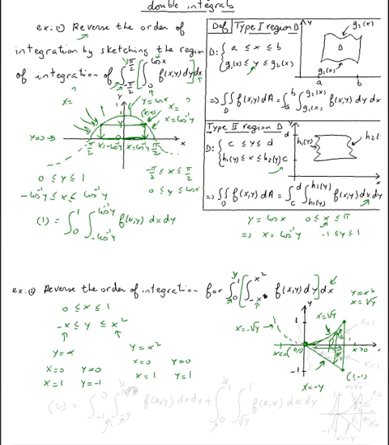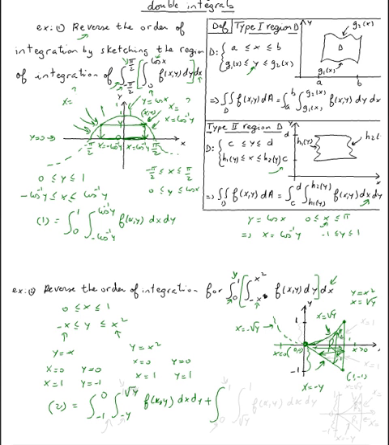Alright, so now I have to treat this as two regions. In other words, I have to write it as two double integrals. The first one, the y goes from negative 1 to 0. And the x goes from here to here, which means from negative y to square root of y. And this is f of x y. Remember, this is not dy dx, now it's dx dy.